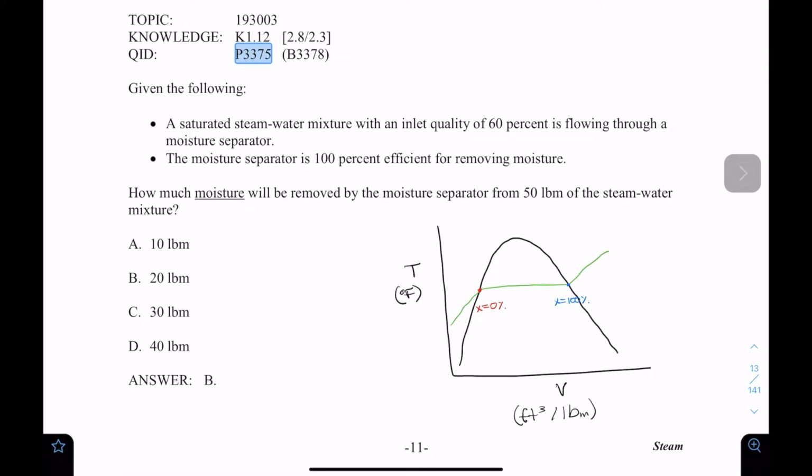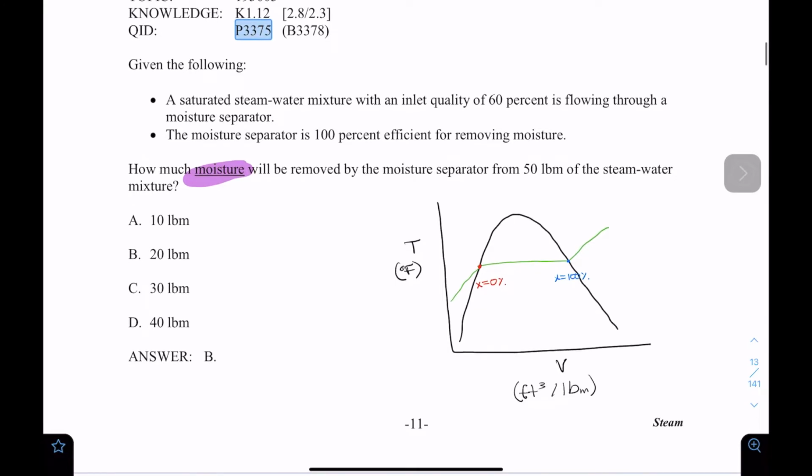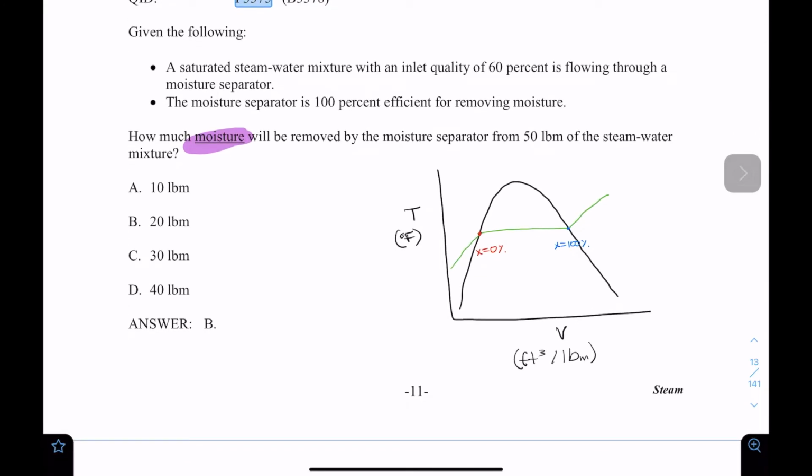This one, we have a saturated mixture with an inlet quality of 60% that is flowing through a moisture separator. The moisture separator is 100% efficient for removing moisture. How much moisture will be removed? So the question is talking about moisture. What is moisture? How do we understand moisture being removed? So it's getting rid of all the liquid that we're going to have.